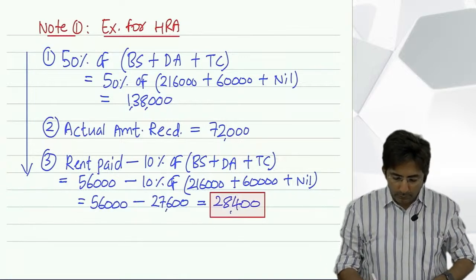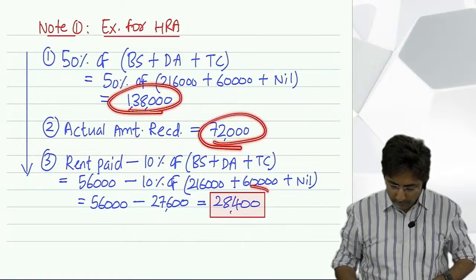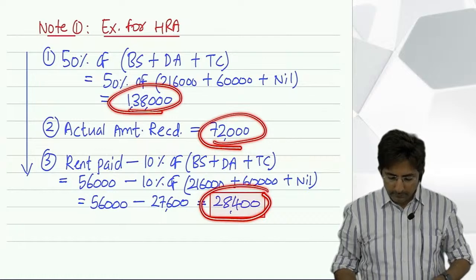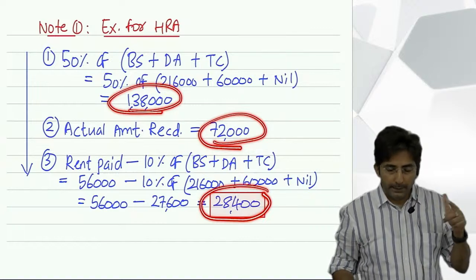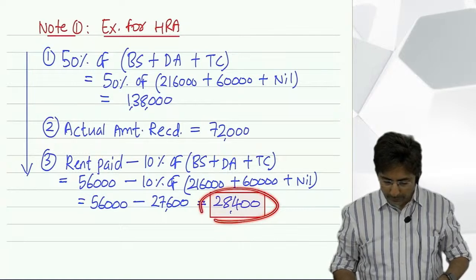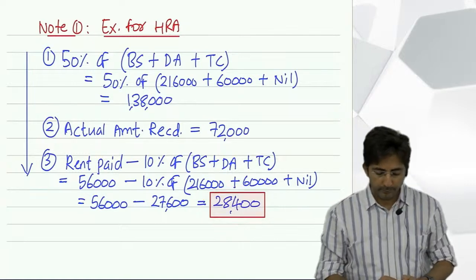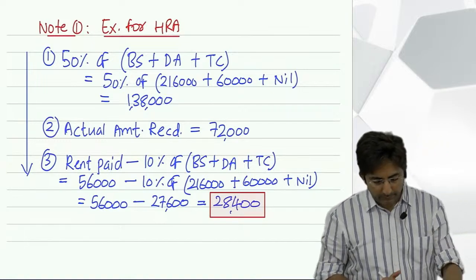And then we have got three amounts at our disposal. 1, 2, and 3. These are the three amounts, right? And you have to select the one which is lower. And put that amount in the box, the one which is lower, 28,400. This amount you will deduct.